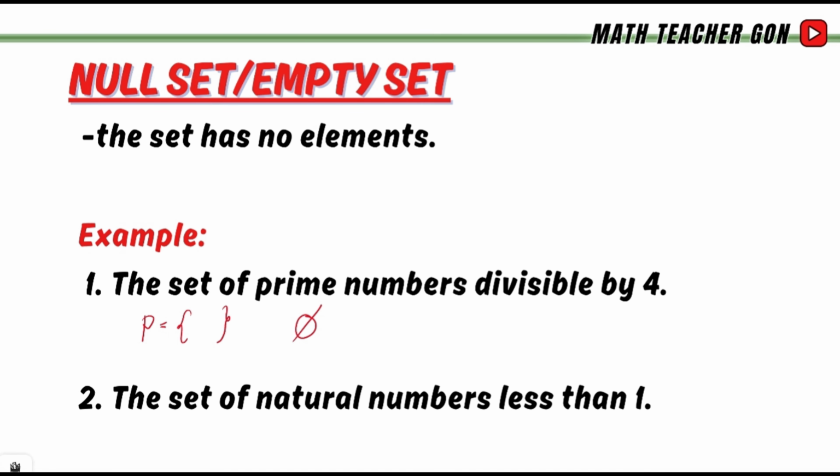The set of natural numbers less than 1. So since the natural number starts with 1, there is no other number that is less than 1. So again, for the natural number, let's use N, there is no such number as less than 1. Okay, so again, this one is an empty set.